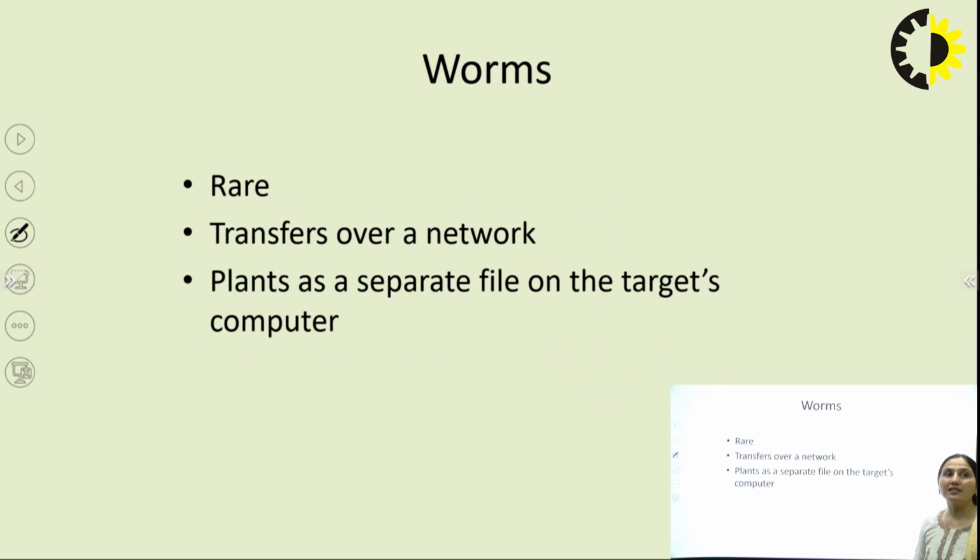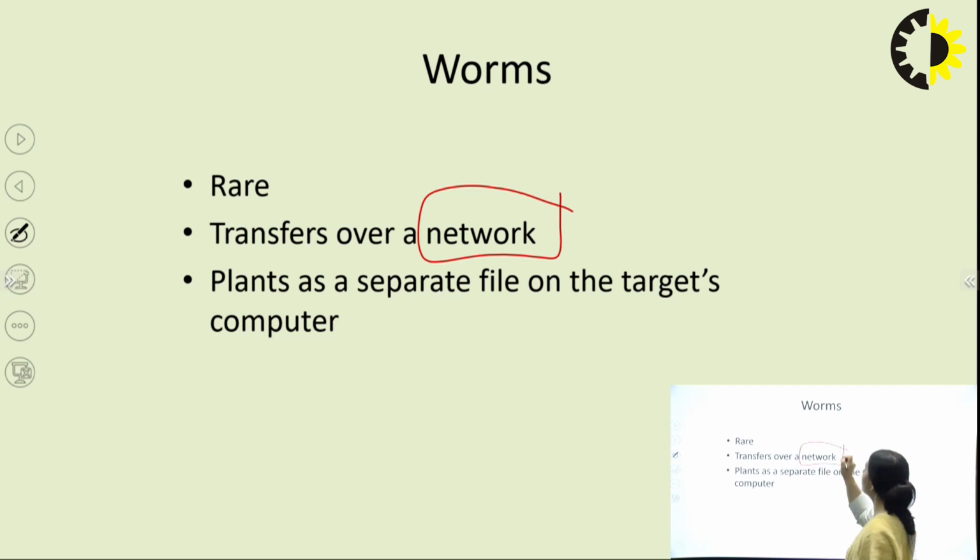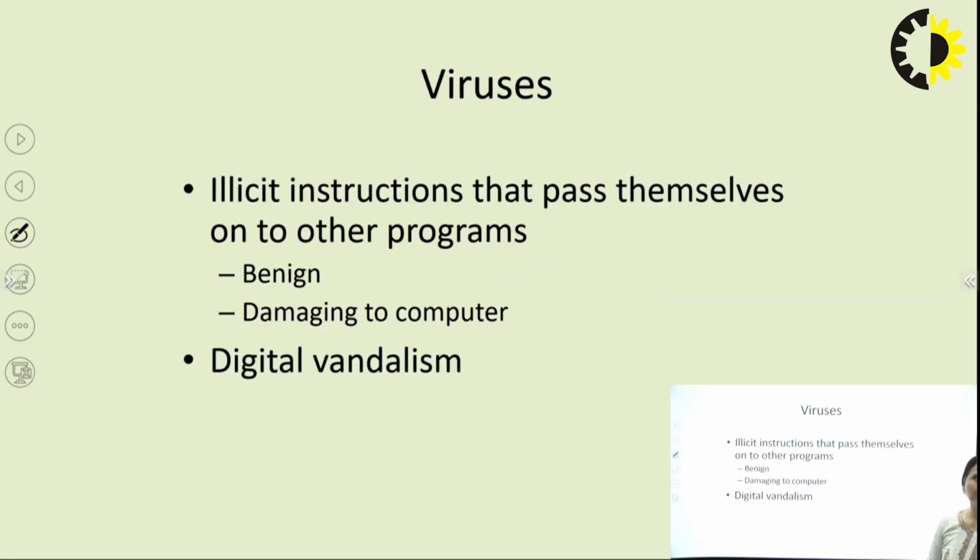What are worms? They are rare. They transfer over the network. Worms transfer over the network. They plant themselves as a separate file on the target computers.